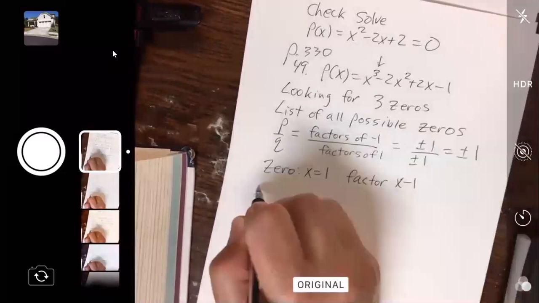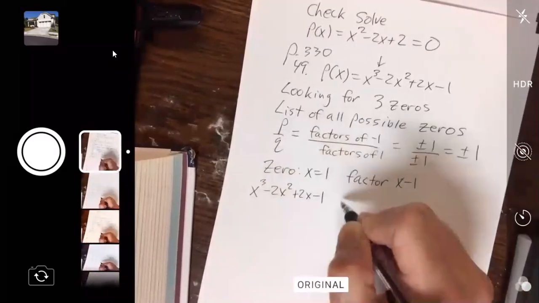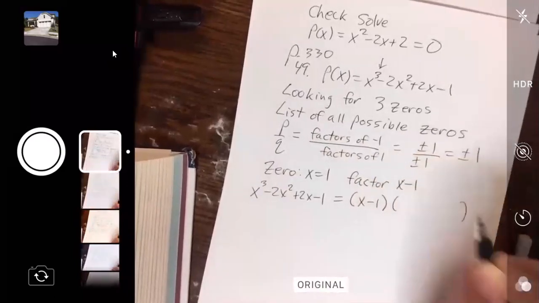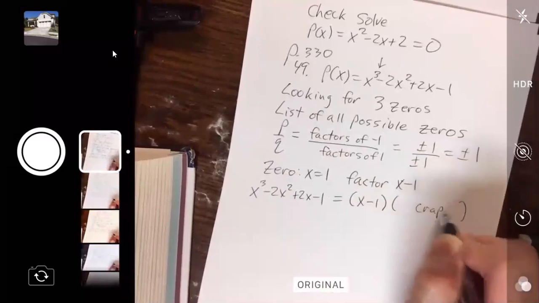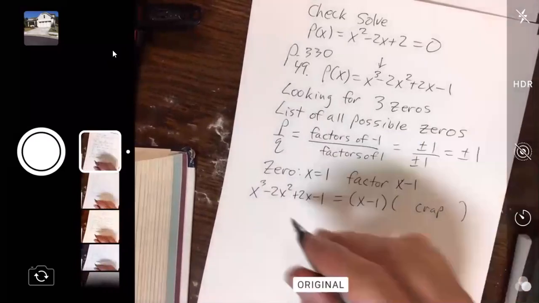So this means I have x cubed minus 2x squared, add 2x, subtract 1 can be written as x minus 1 times the quotient. I guess the technical name for it is quotient. Are you with me so far?